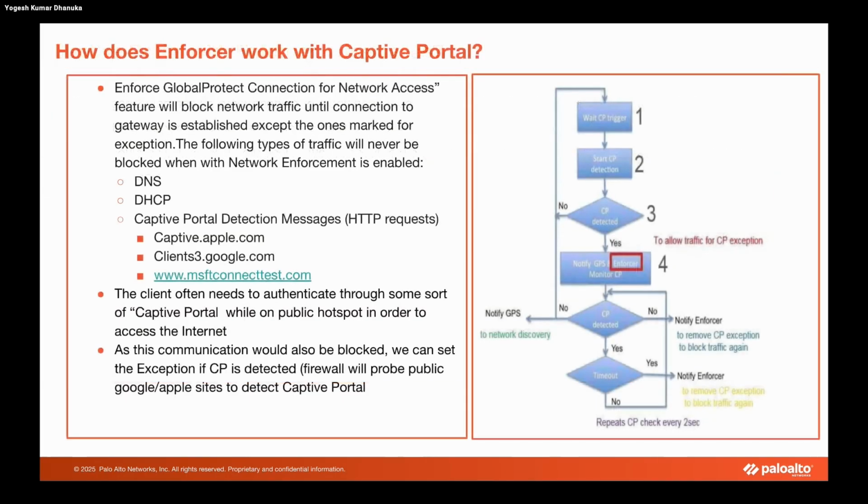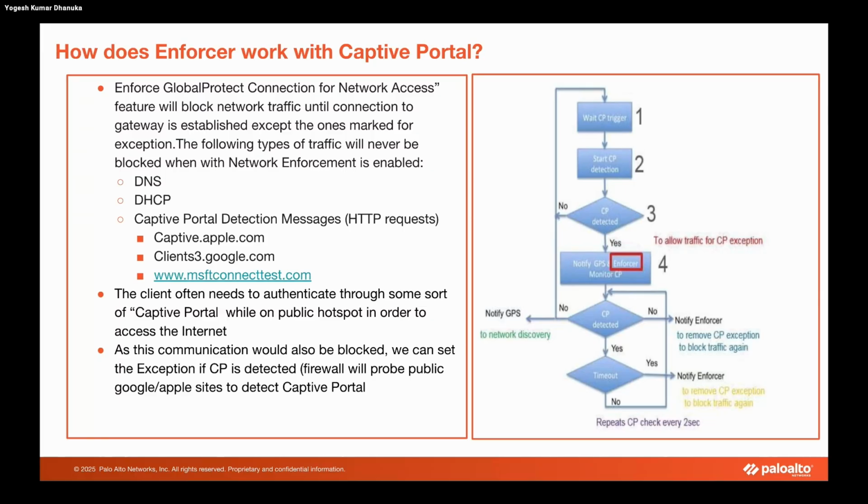The way the enforcer would work with captive portal is there are certain criteria, and there are certain URLs which are predefined for the GlobalProtect to detect if there is a captive portal in that network or not. The way it works is you start up the machine, the GP is on. Because the enforcer is on, it knows that it needs to block the network access, but the enforcer doesn't block DNS and DHCP traffic.